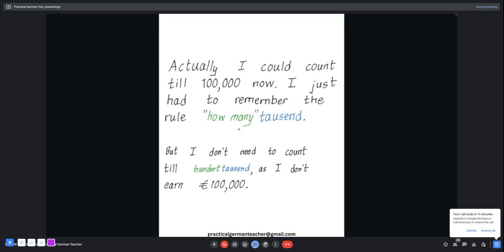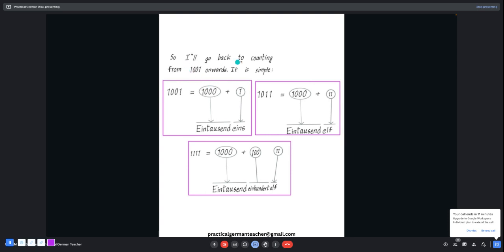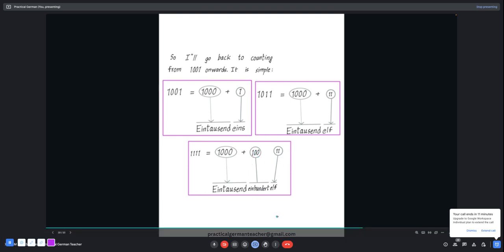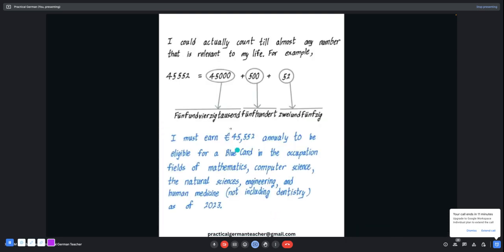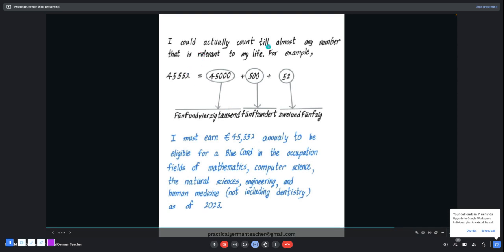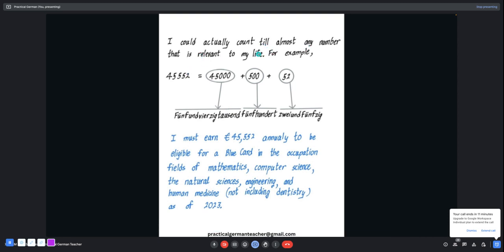Okay, we feel 1,000. Now let's go back to counting from 1,001 onwards. So this one is obvious. You separate this into as many parts as you can say. So you can say 1,000, you can say one. 1,001. 1,011. 1,111. Okay. I can actually count till almost any number that is relevant to my life. So actually most of your lives, unless you are a day trader.